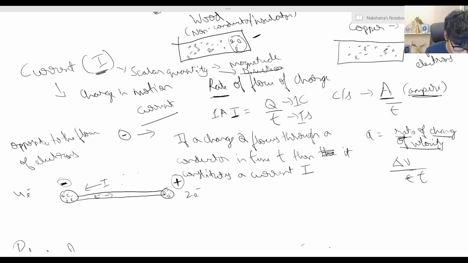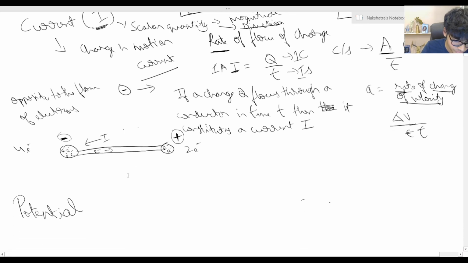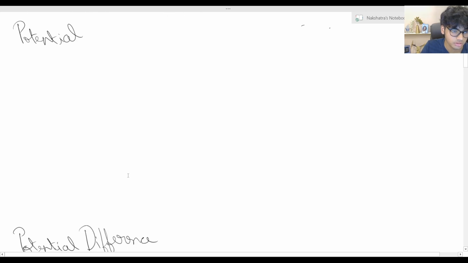Now we move on to potential. Okay, this is going to take a little bit of explaining and a lot of understanding, right? Let's say we have two charged bodies. One is positively charged and the other is also positively charged. Now I want to bring this positive charge close to this positive charge. I want to bring these together.